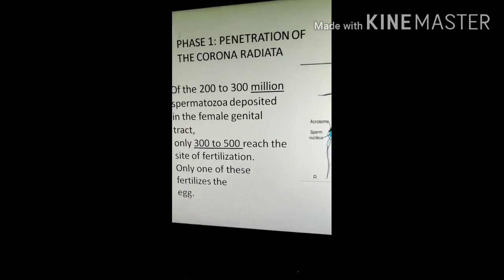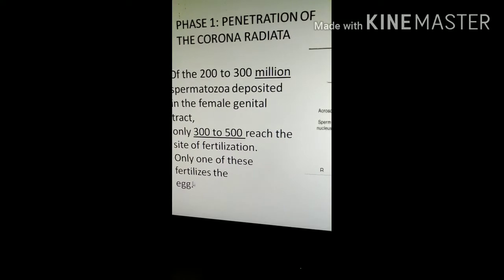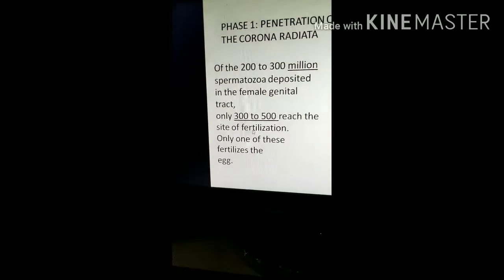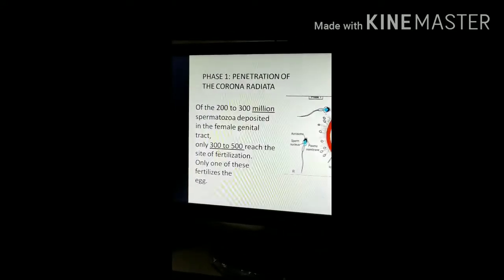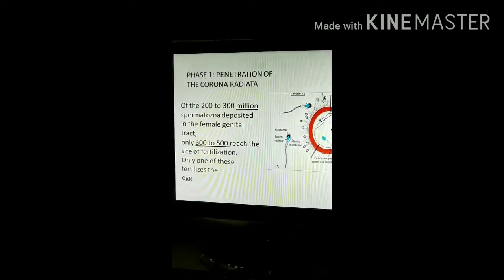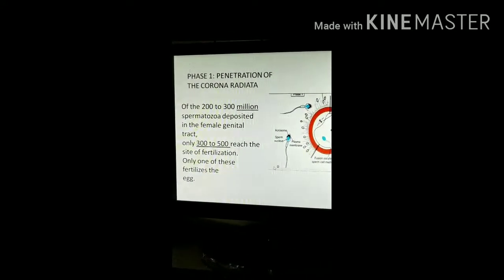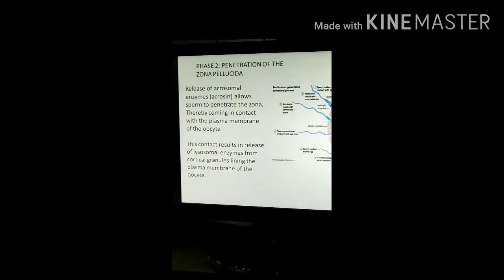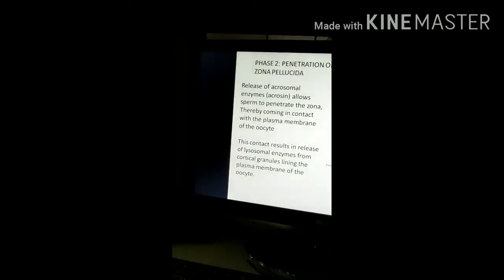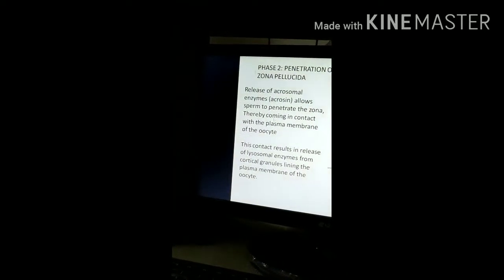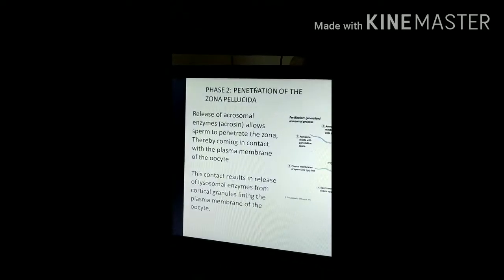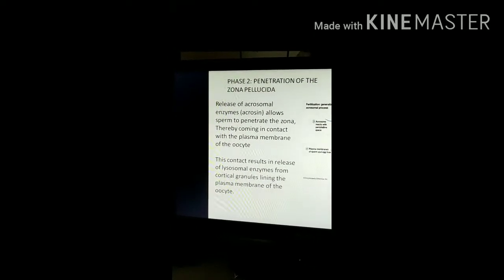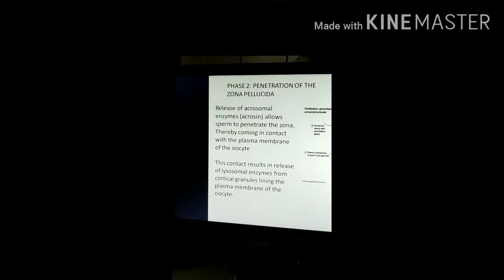Previously we discussed that the sperm should capacitate. There is a condition, capacitation. After that, the sperm is able to penetrate the corona radiata. The second phase is penetration of the zona pellucida. Through this reaction, they can cross the zona pellucida.